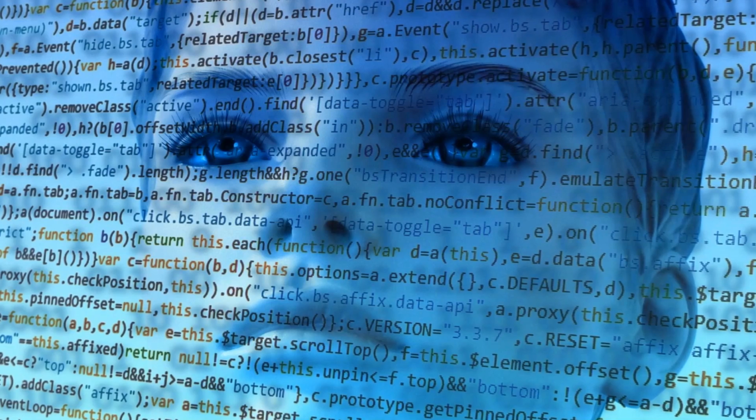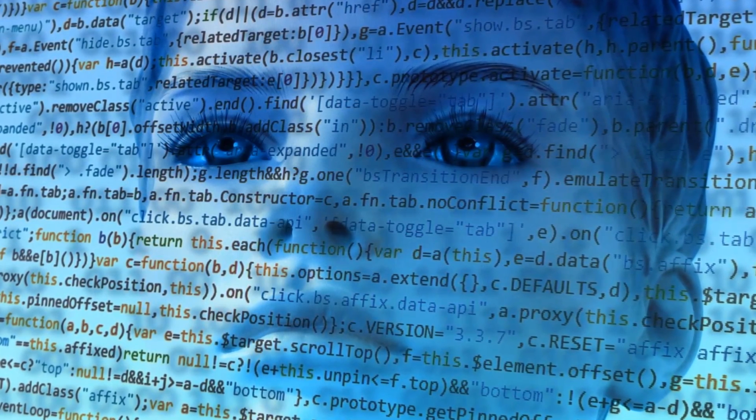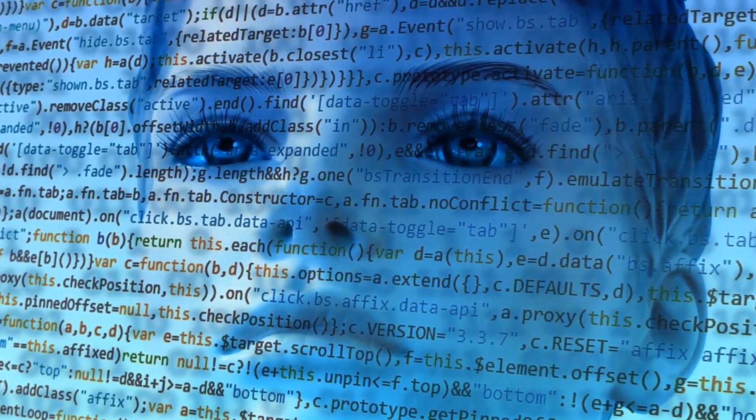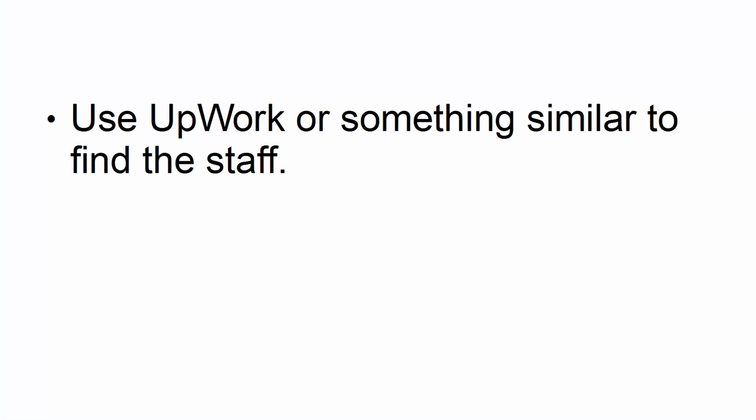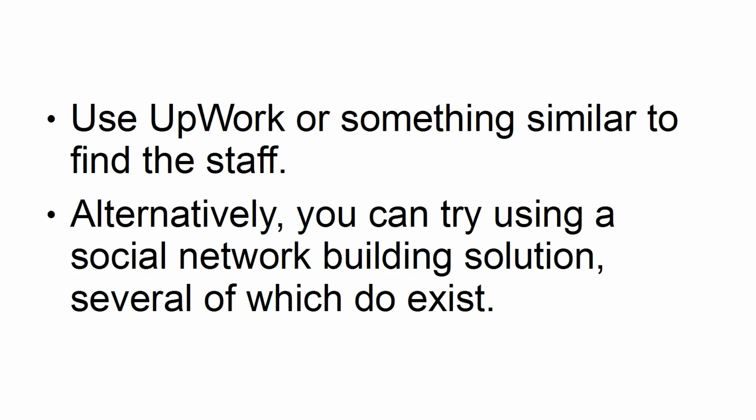These are very complex for beginners, which is why the best option is often to outsource the actual creation of the product to someone who knows what they're doing. Use Upwork or something similar to find the staff. Alternatively, you can try using a social network building solution, several of which do exist.